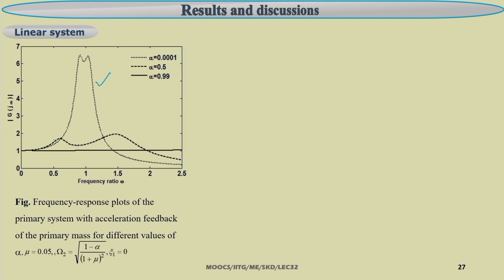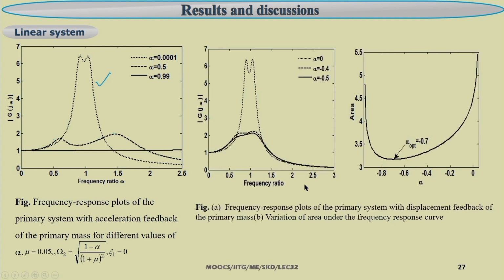For a small control parameter, you have seen the response is very high, and by applying this control we can easily reduce the response amplitude.